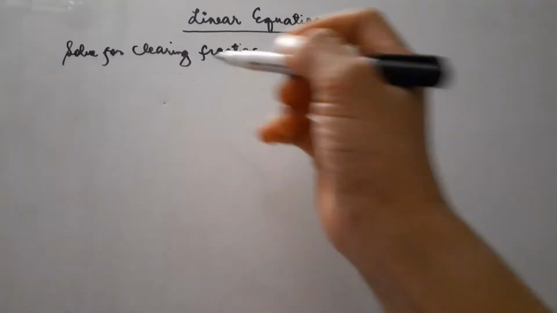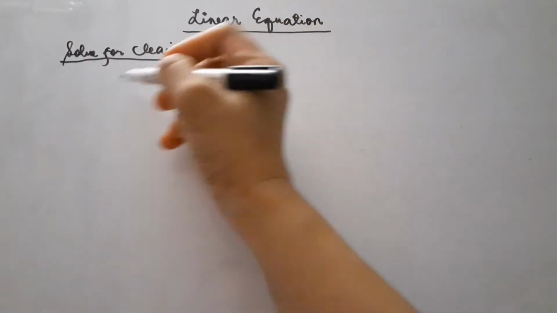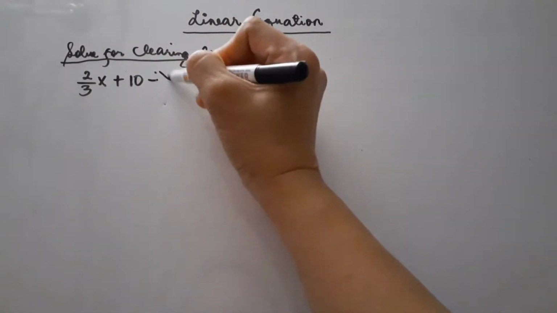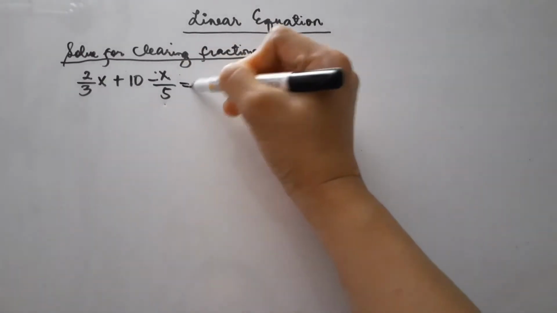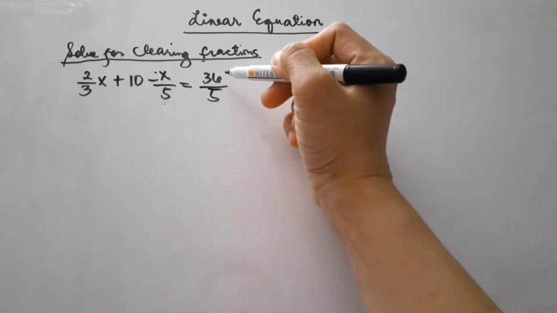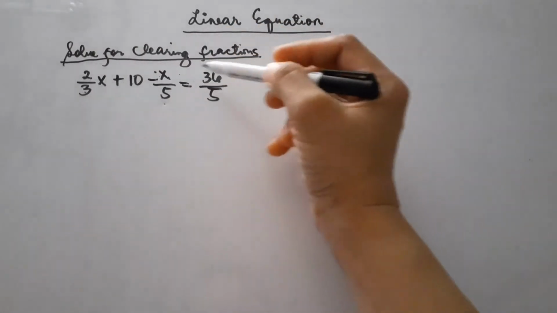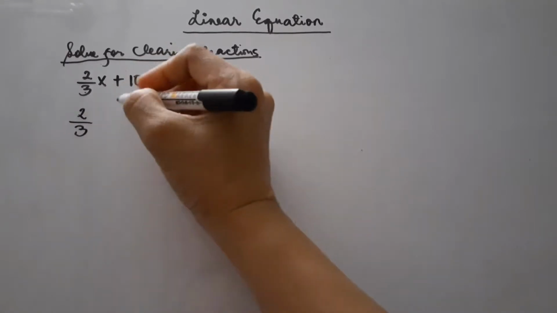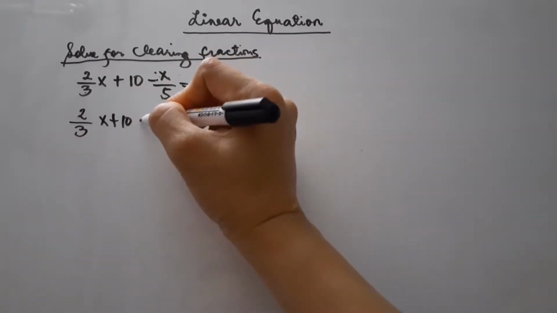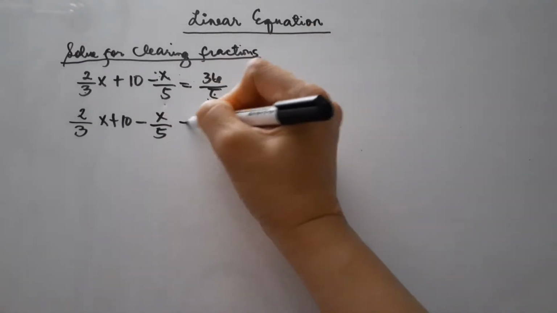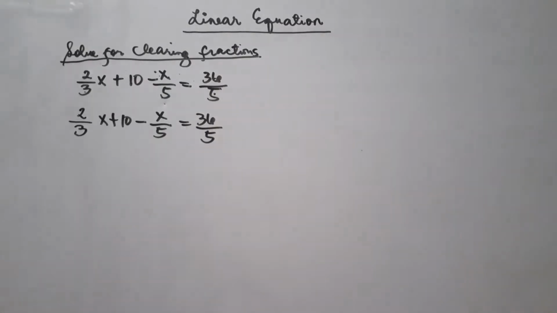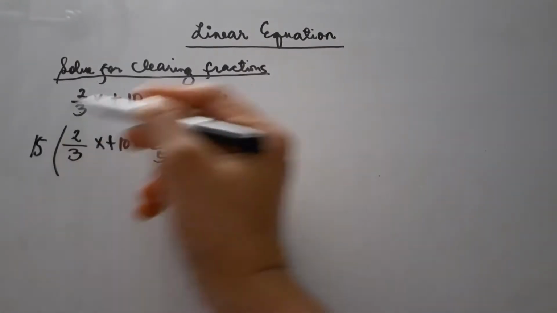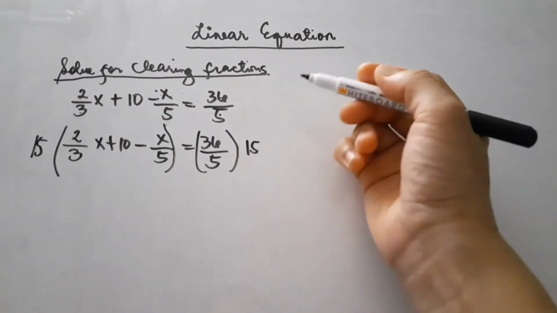And then we have another way of solving linear equations. Let's see, solve by clearing fractions. It means that we should clear our equations, that is, equate both sides. Like for example, 2/3 x plus 10 minus x over 5 is equal to 36 over 5. So we have to multiply both sides by 15, which is our least common denominator. So we have 15 on both sides.